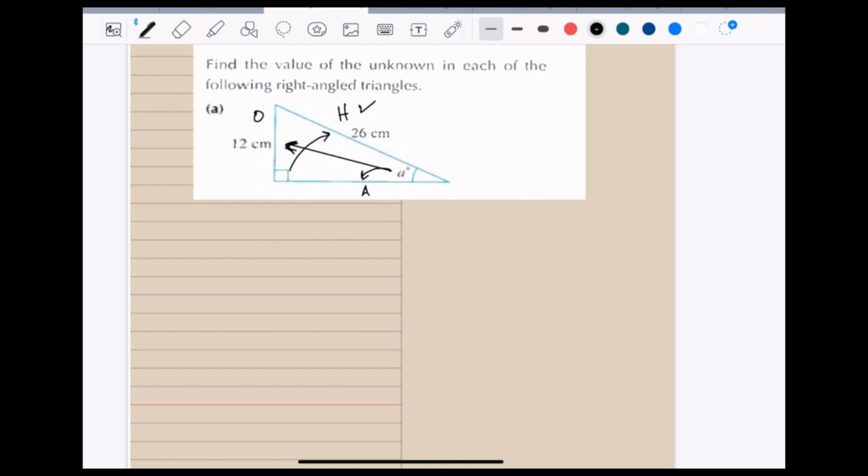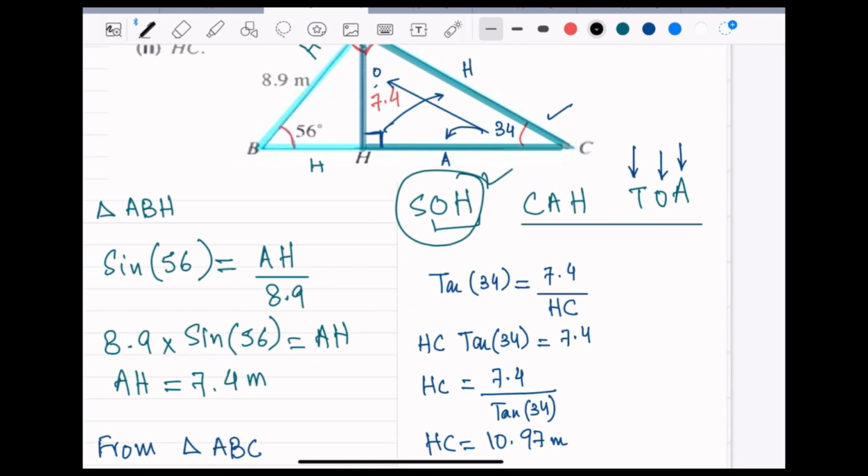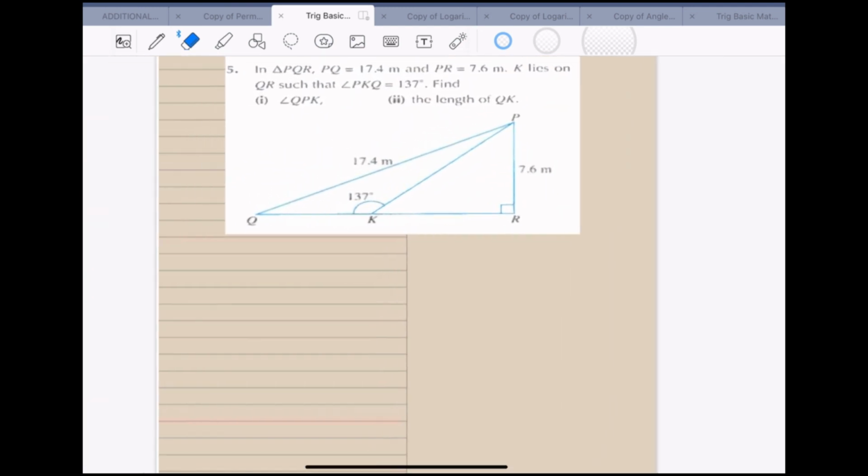So I have opposite given as 12, hypotenuse given as 26, and I have an angle that I have to find. So O and H. So let's go back and check. O and H is used in this. So sine.